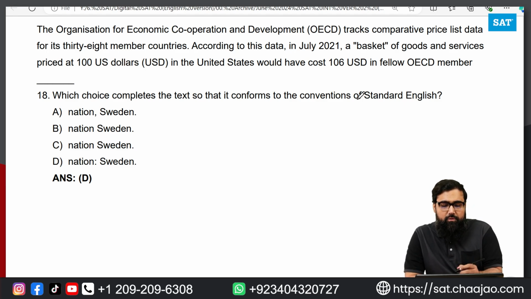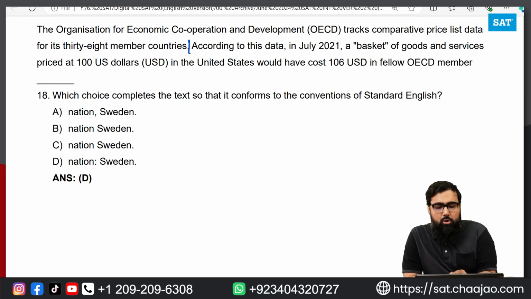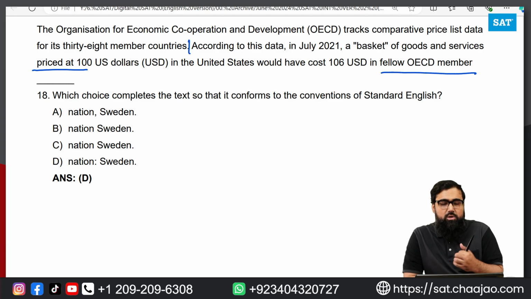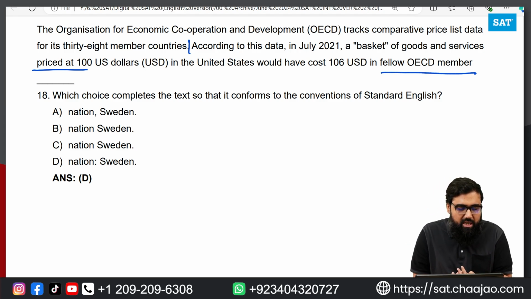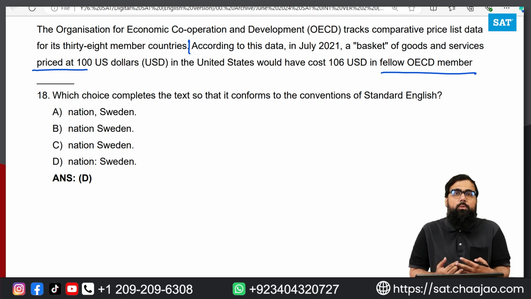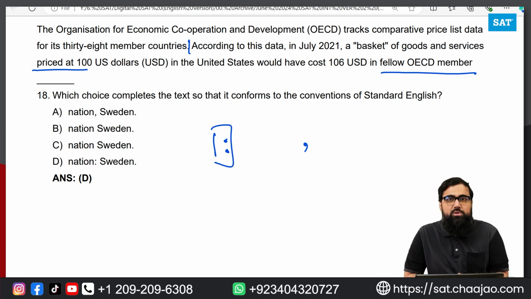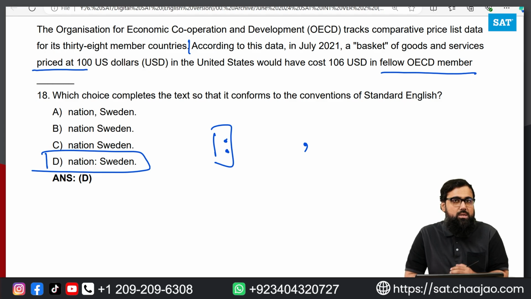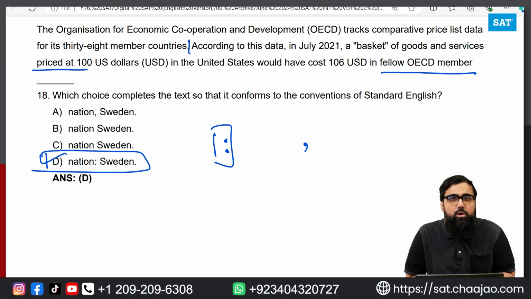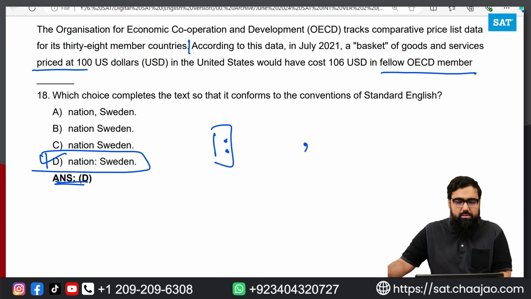So if you look at this sentence, it says that according to the data, now it is making a comparison and it is taking the name of the OECD member. So if you want to say what was the name of that particular OECD member, the best option will be that you use a description, right? You can use a comma as well, but this obviously would be better over here. Would have cost 106 USD in the fellow OECD member, and that was Sweden. So the option that you have in which you have a colon, that is only option D, and that is why option D is going to be the best answer for your question over here. This is going to be the best answer.